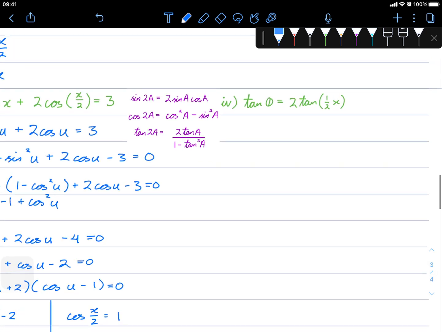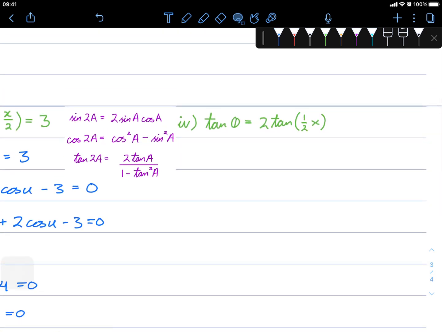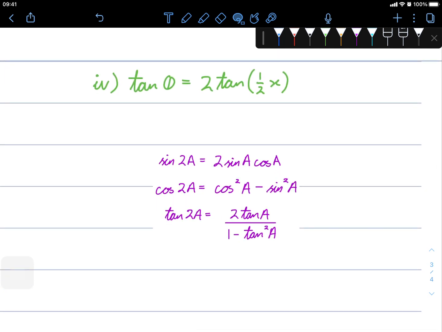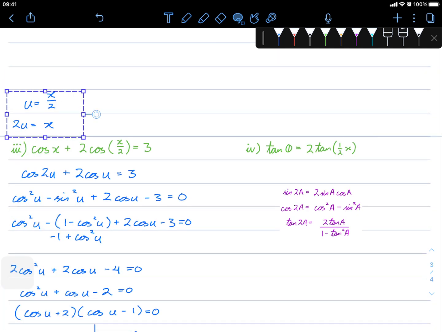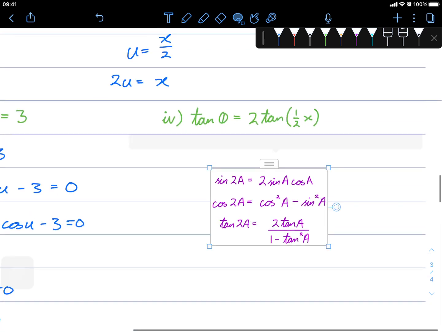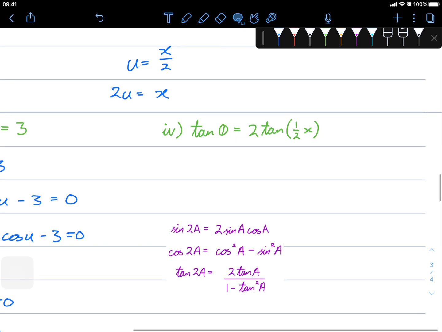Now that you've seen that, you can give this one a go yourself. So here we go. You can go ahead, pause it, and give it a go. Big hint is already here for you. So let's actually solve this now. If we let u equal x over 2, we're going to get on the right hand side 2 tan of u. But on this left hand side, sorry, that should have been x, we get tan of 2u.